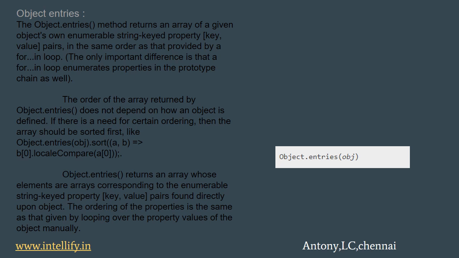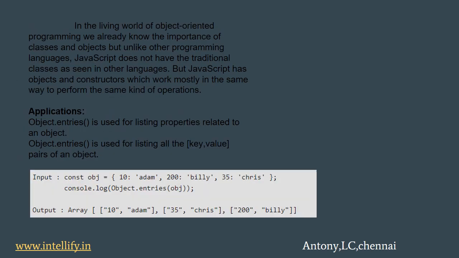Object.entries returns an array whose elements are arrays corresponding to the enumerable string-keyed property pairs found directly upon the object. The ordering of properties is the same as that given by looping over the property values of the object manually. So the syntax of Object.entries is Object.entries, given the object as the parameter. It is an object whose enumerable property key-value pairs are to be returned. This method returns an array of the given object's own enumerable properties, that is, key-value pairs. So this is all about Object.entries.